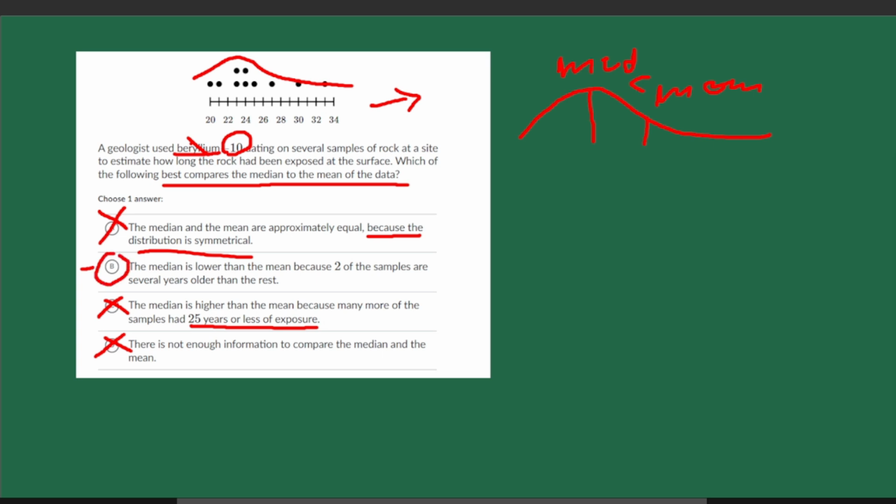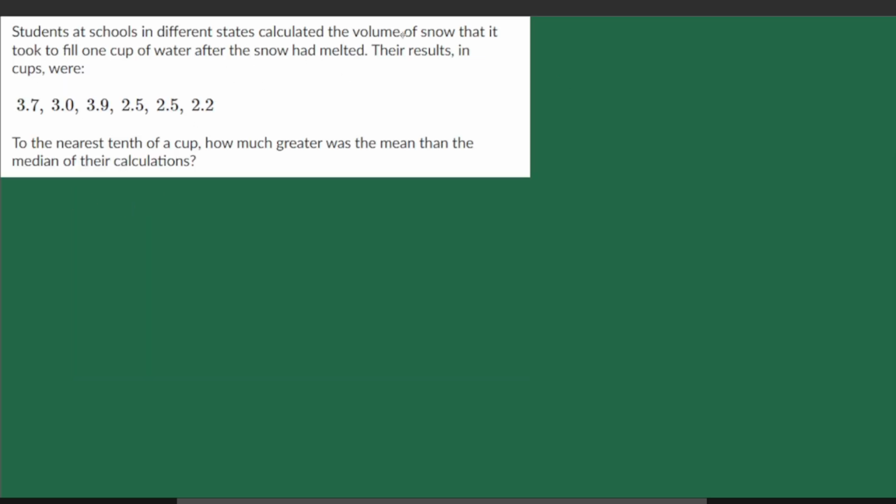So students at a school in different states calculated the volume of snow they took to fill 1 cup of water after the snow had melted. The results were this, or that. To the nearest tenth of a cup, how much greater was the mean than the median of their calculations? Now here's the thing that you need to never lose sight of. This is not in order, which means you cannot get the median by merely calculating the average of these two, because it's not in order. You have to write it in order first if you want the median.